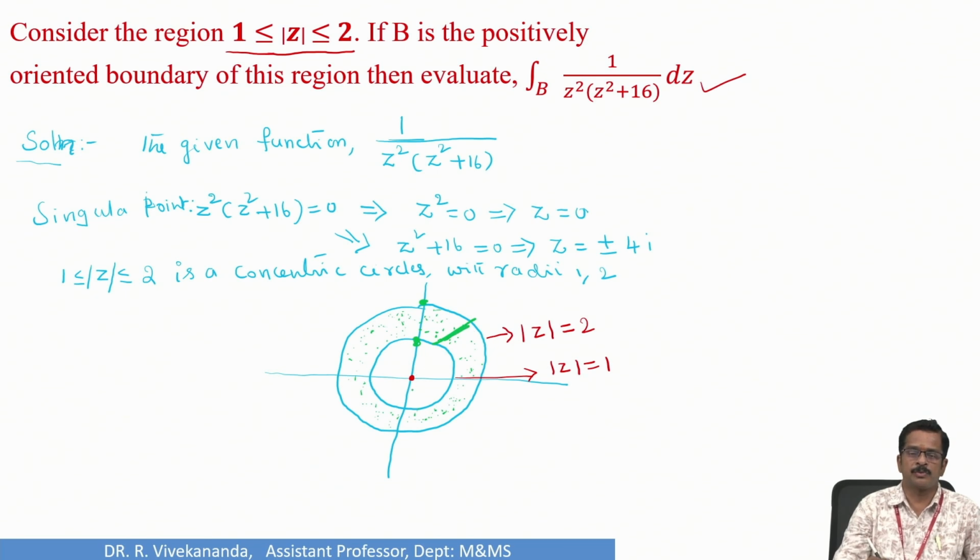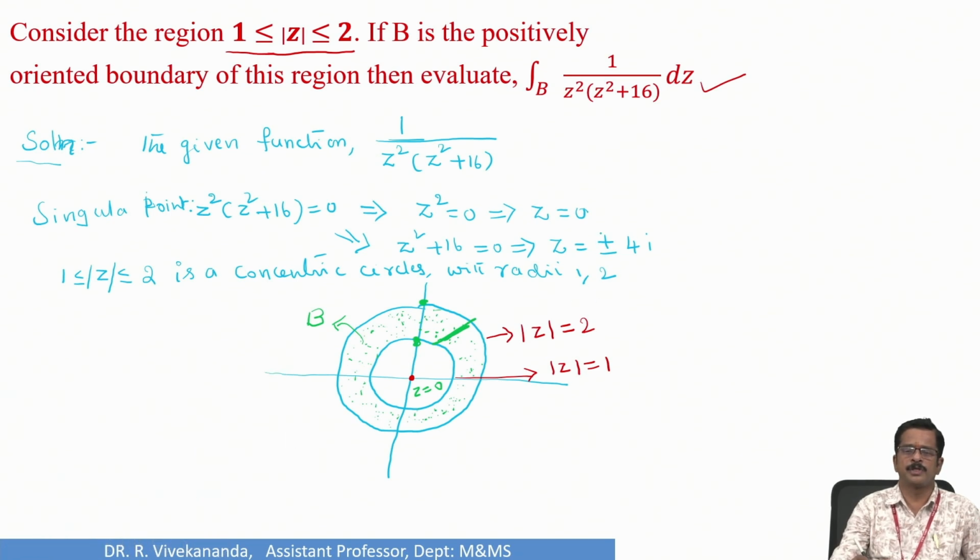Now let us check. Here z becomes 0. Now our region is this shaded part. This is the region that represents B. Now you check whether these points lie inside or outside. Z is equal to 0.